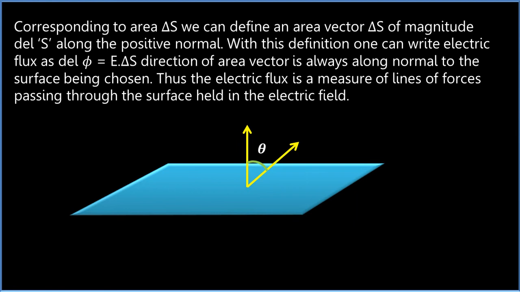Corresponding to area delta S, we can define an area vector del S of magnitude del S along the positive normal. With this definition, one can write electric flux as del phi is equal to E dot del S. Direction of the area vector is always along the normal to the surface being chosen. Thus, the electric flux is a measure of lines of force passing through the surface held in the electric field.